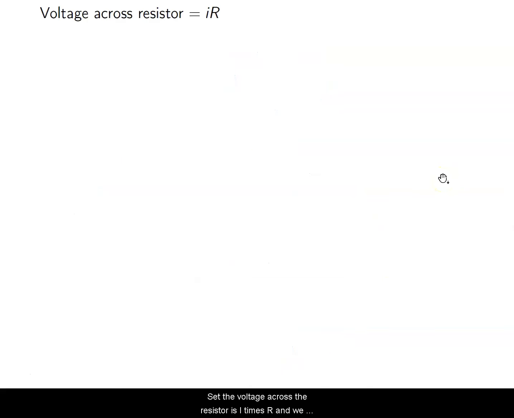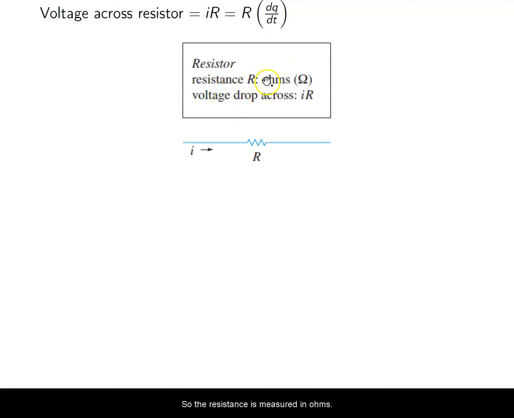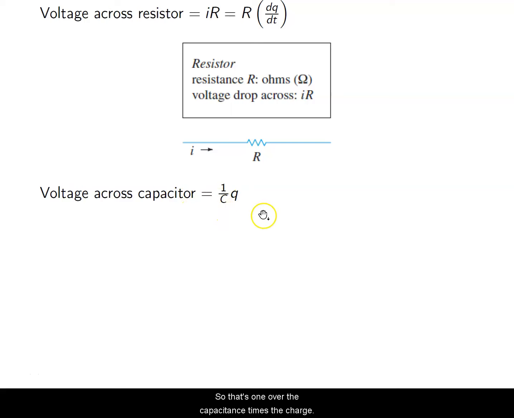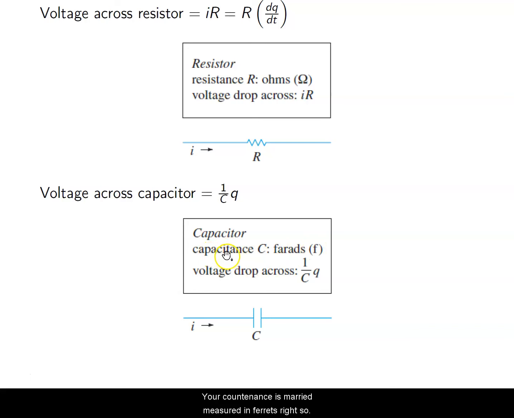So the voltage across the resistor is I times R, and we know that I is the first derivative of Q, so we can write this as R dQ over dt, right? So the resistance is measured in ohms, right? And so the voltage drop across, so the change in voltage over the resistor, is I times the resistance, right? And then we have the voltage across the capacitor. So that's 1 over the capacitance times the charge. Your capacitance is measured in farads, right?